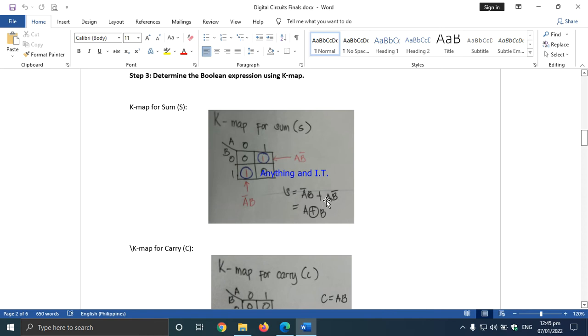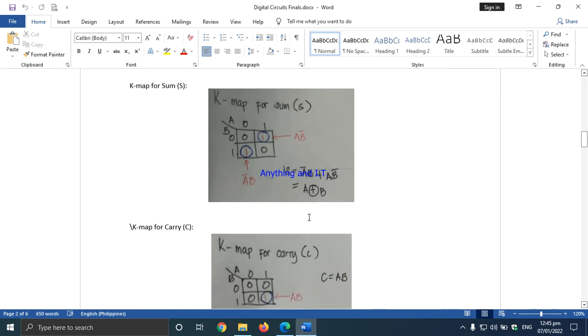Like I said earlier, it's not the OR gate that we use, it's the XOR gate. And we have a simplification for the XOR gate that when we see this kind of pattern, that is also equivalent to A XOR B. Okay? That is our K-map for sum.